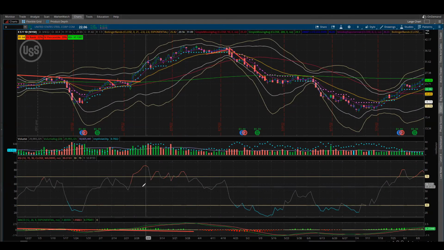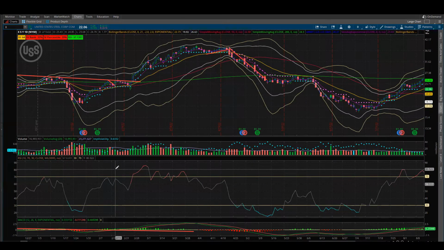So the way you should be trading something like this, and the way a lot of traders do trade them, is they'll actually buy a stock once it becomes overbought, which seems very counterintuitive. But when you look at this chart, it would have worked perfectly in this example.